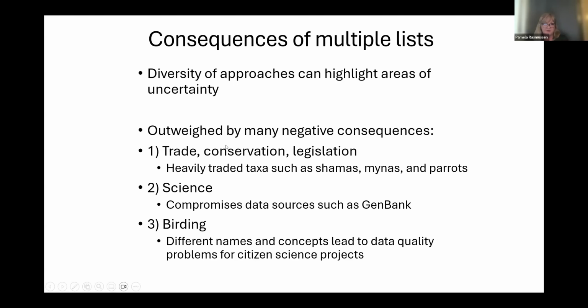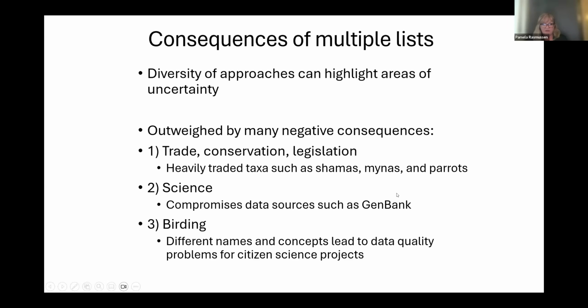But there are so many negative consequences. For example, how do you regulate something like a myna that comes from a small island? If it would be critically endangered if considered to be a separate species, but if it's considered part of the same species, it's not. So this causes a huge problem. Marshall and Paul will talk more about that.